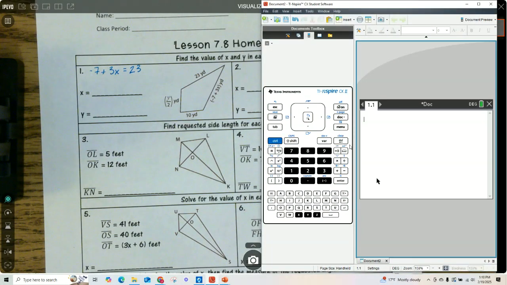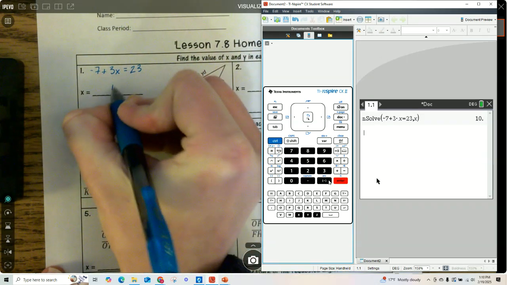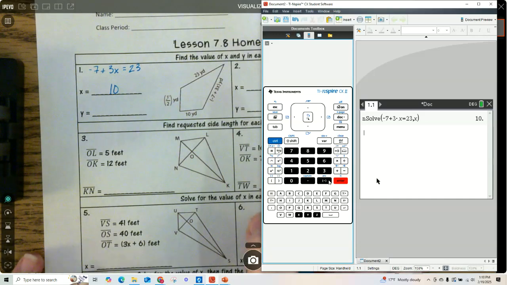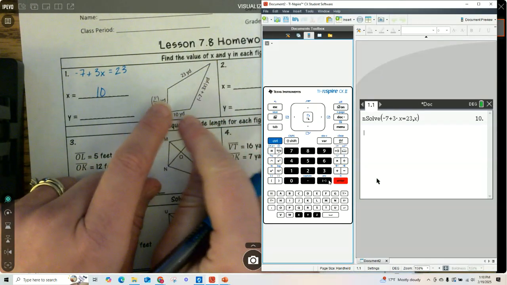So let's start fresh here. So we can do menu 3-1. -7 plus 3x equals 23, comma x. X is going to be 10. Okay? Sides aren't hard on these. So you just have to remember where the pairs are.